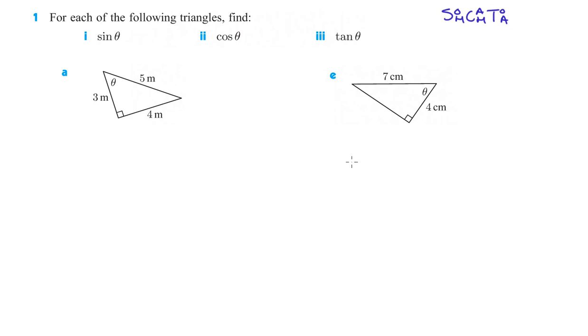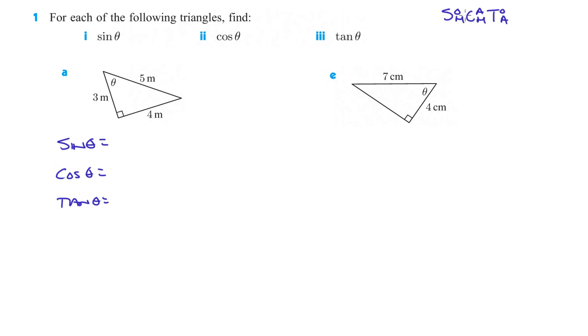I'm going to take you through some of the problems on the 7A assignment. Okay, first one we're going to take a look at, number 1 here. For each of the following triangles, find sine theta, cosine theta, and tan theta. So, sine theta, cosine theta, and tangent of theta.